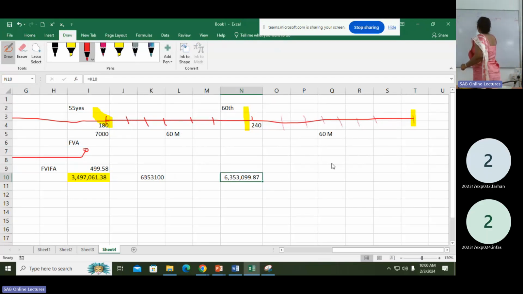The method of accumulated value came out as 3.4 million, 9761. It was a period of interest accumulating for the 5 years, so therefore at the end of the 60th birthday you will have 6.3 million, 6,353,099.